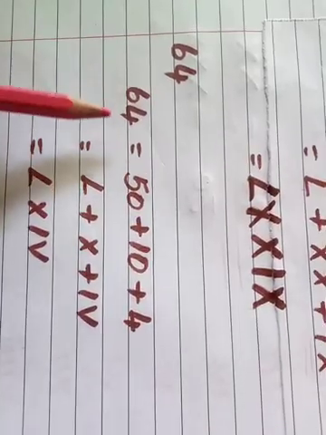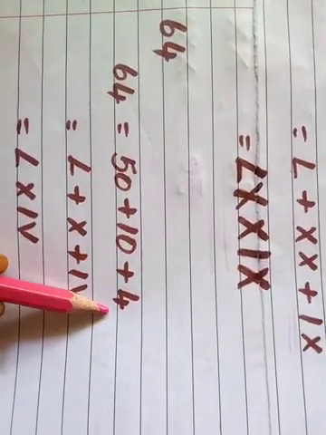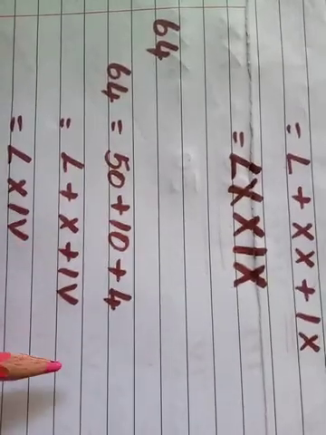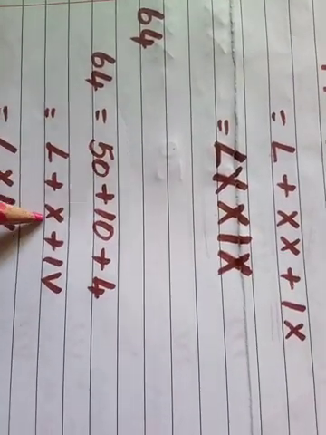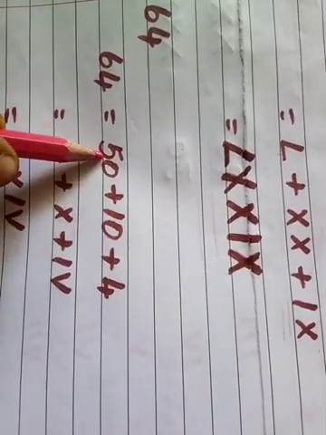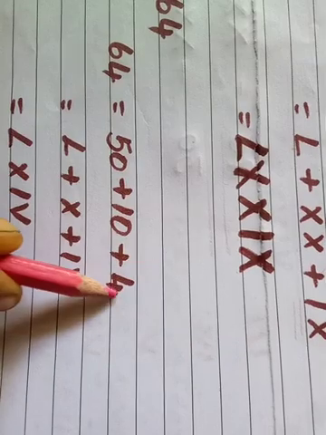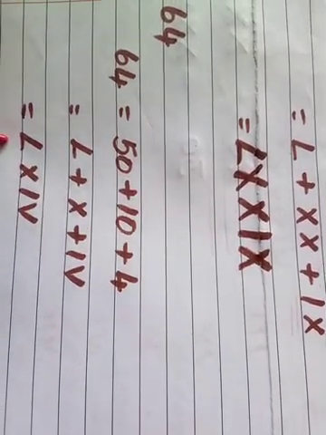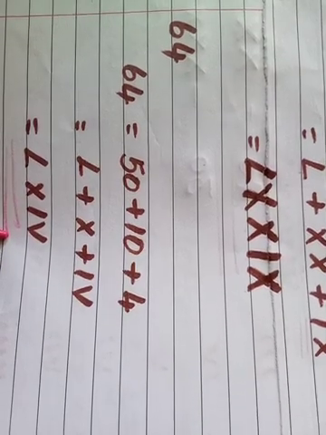Then 64. How do we write it? 64, how can we split? 50 plus 10 plus 4, right? Or you can write 60 plus 4 also. Now how to get 60? L plus X. This is 60, right? 50 is L, 10 is X. 60 plus 4. 4 is IV. So LXIV is the Roman numeral for 64.